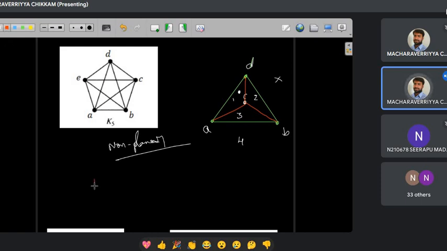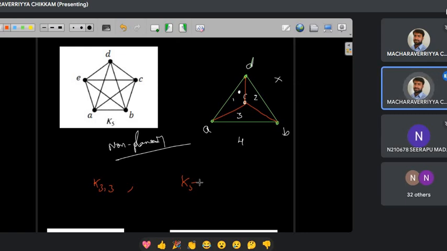So K3,3 is an example of a non-planar graph, and also K5 is a non-planar graph. Now there is an interesting fact. Suppose you take a graph, and if its subgraph contains either K3,3 or K5, then we can say that graph is non-planar. Why? Because K3,3 is non-planar, and K5 is also non-planar. Its subgraph itself cannot be drawn as a planar graph, so how can you draw the whole graph?